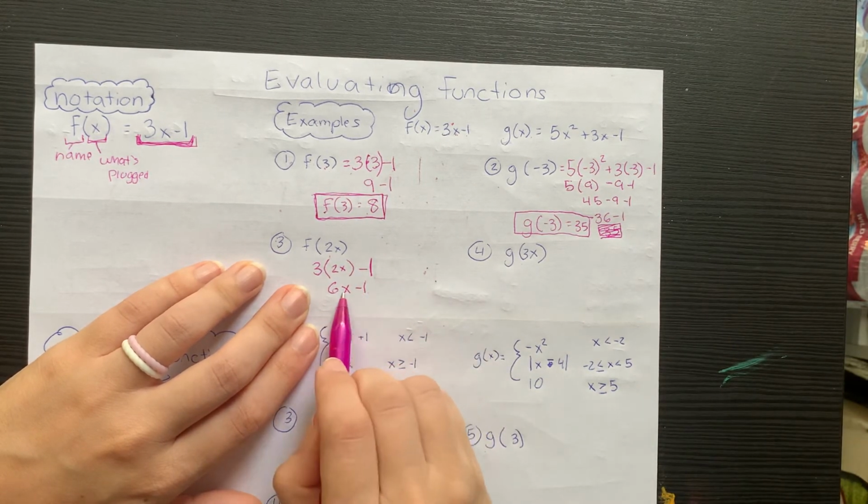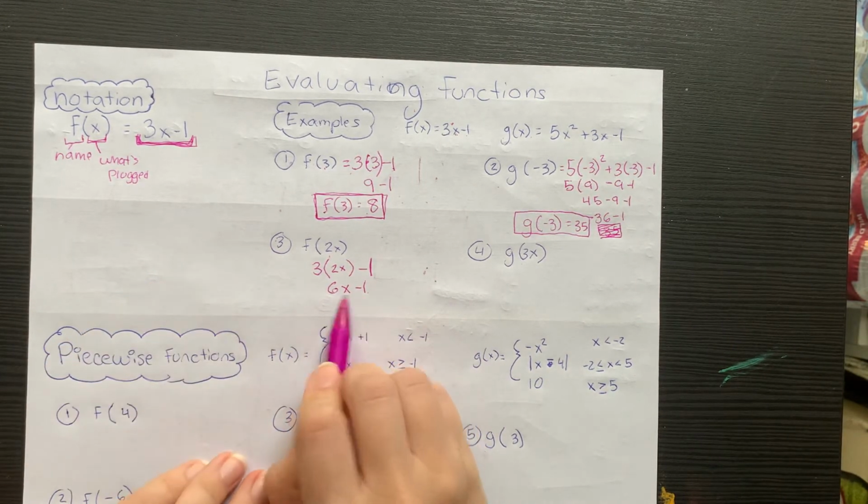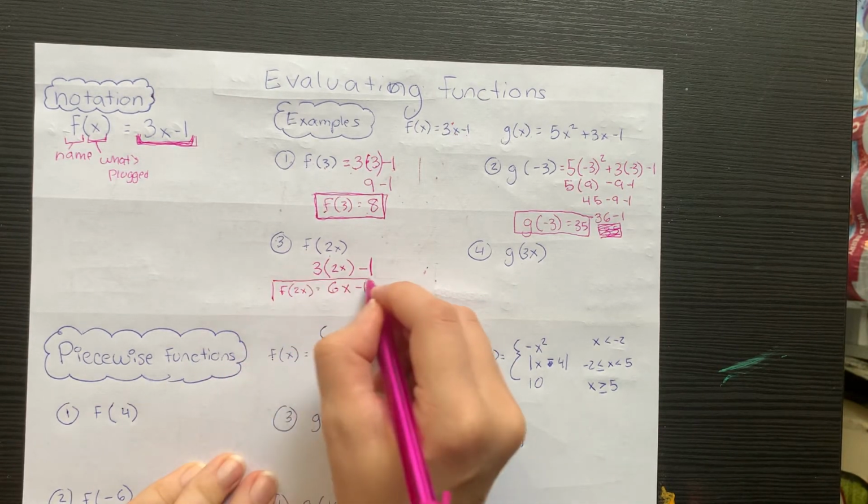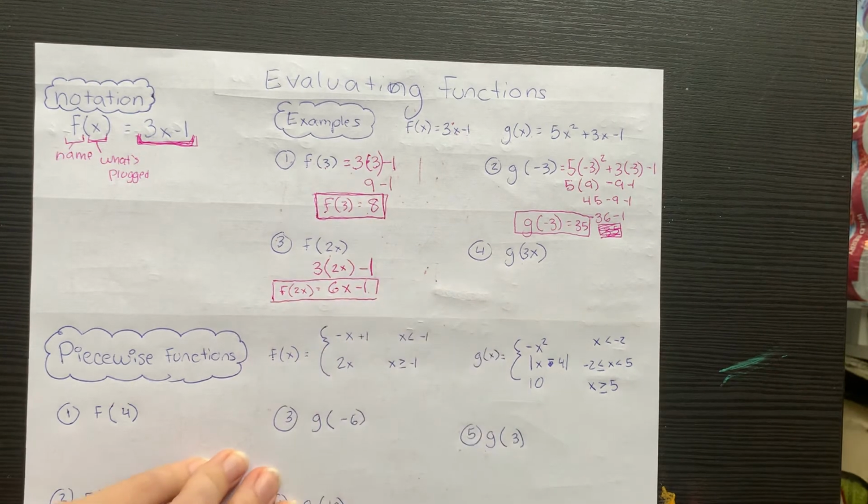6x minus 1 is not like terms, which means this is as far as we can simplify it. And there's the final answer.